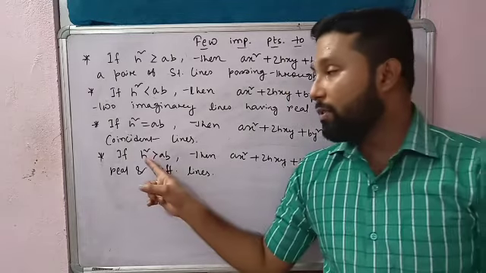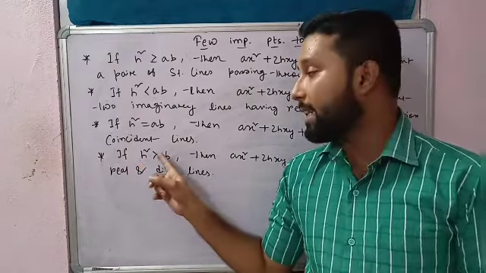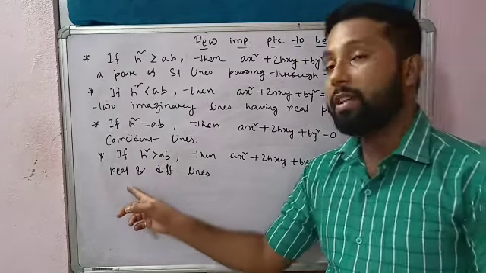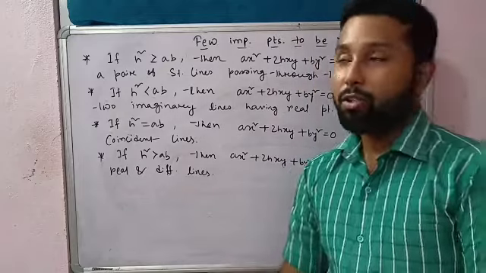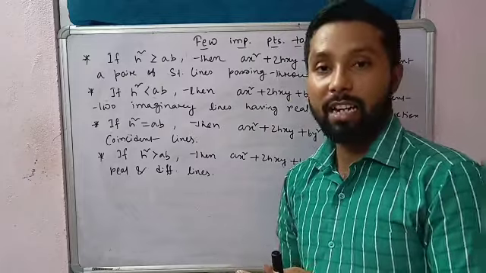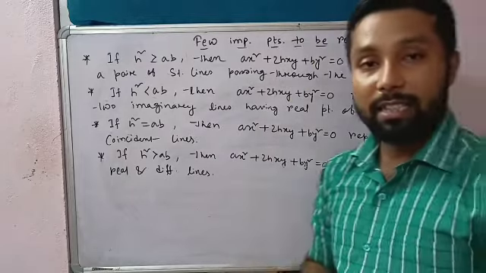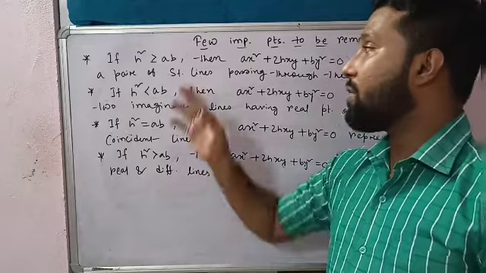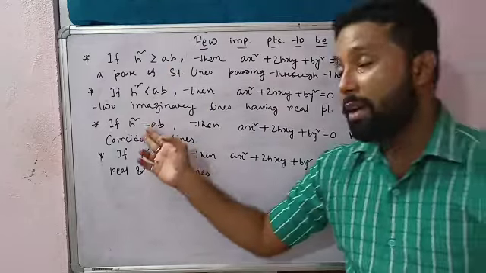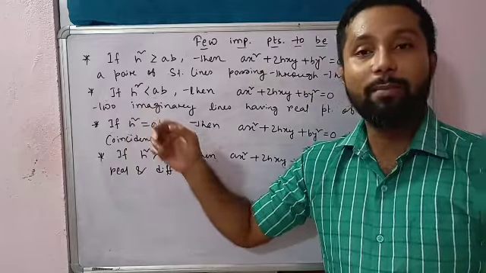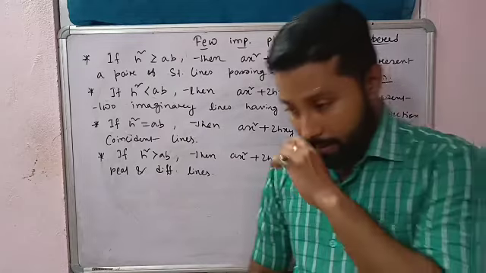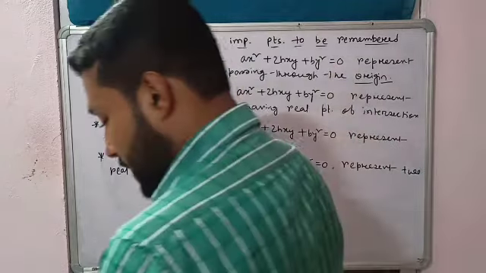Okay, if the value of h square is greater than AB, then the equation represents two real and different lines. So these are the conditions. Of course many conditions are there. So these are the important conditions you have to remember, right? h square greater than or equal to AB होने से क्या होगा, h square equal to AB होने से क्या होगा, h square less than AB होने से क्या होता है, या फिर h square greater than AB होने से क्या होता है. ठीक है, so let me take one example.